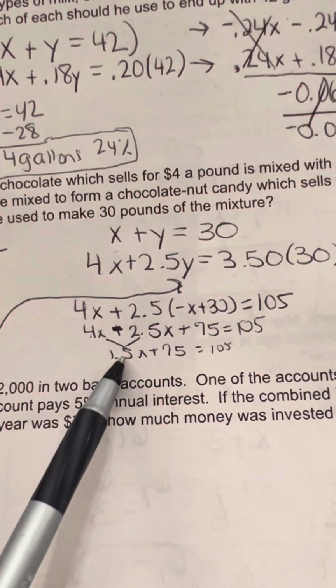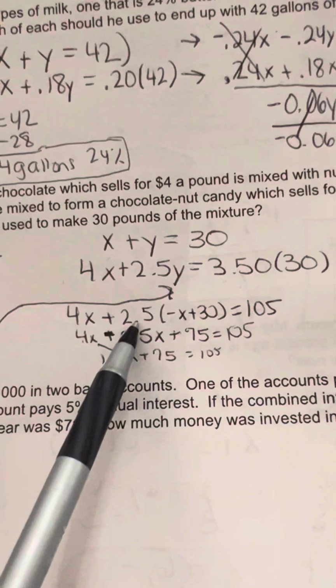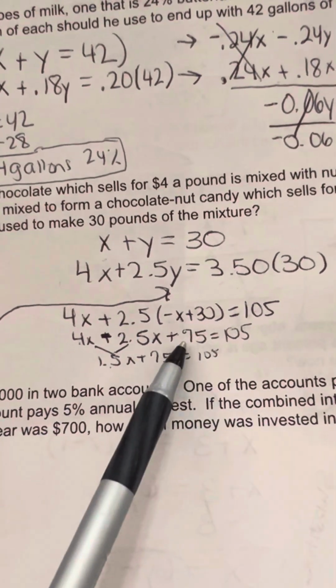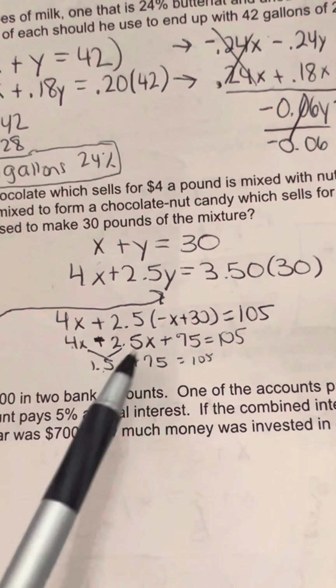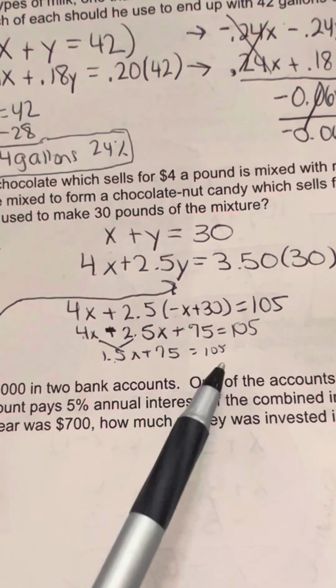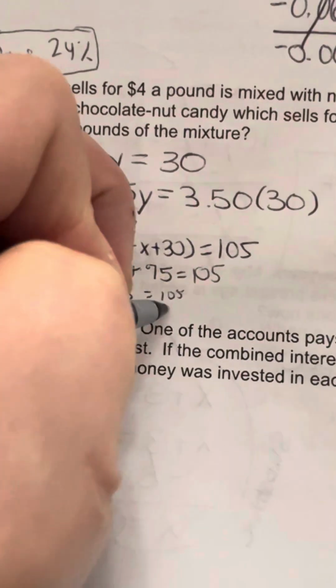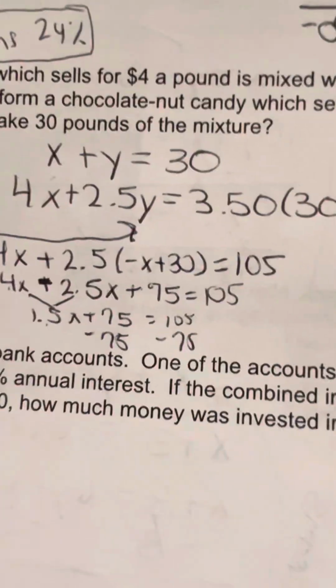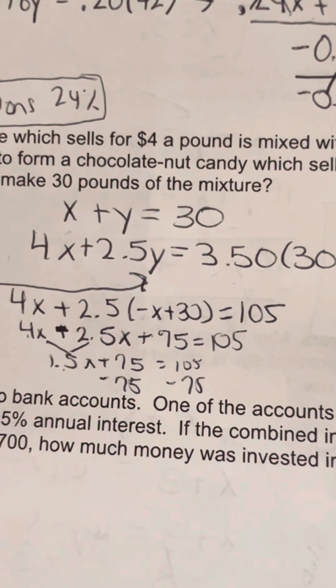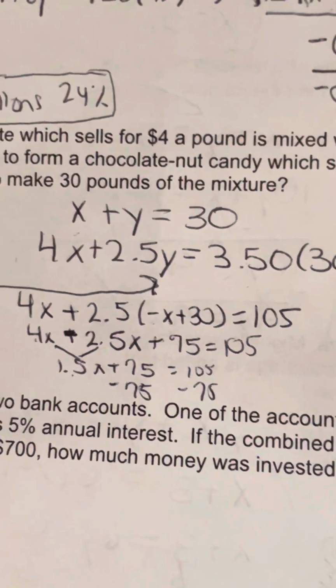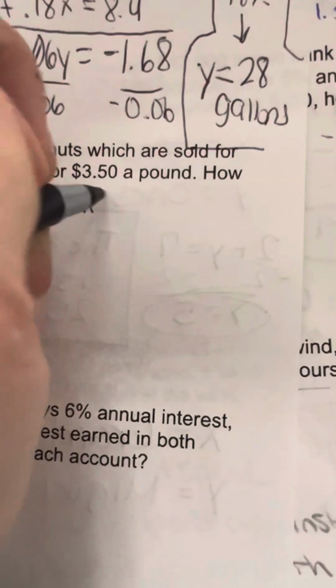That simplifies to be 1.5x. 2.5 times 30 gives you 75. Then I was left with this. So I'm going to subtract 75 on both sides and run out of room, of course. So when I do that, I'm going to end up with 105 minus 75, and that's going to give me 30. So I'm just going to bring that over here. So 1.5x is equal to 30.